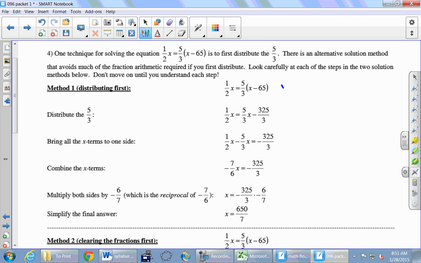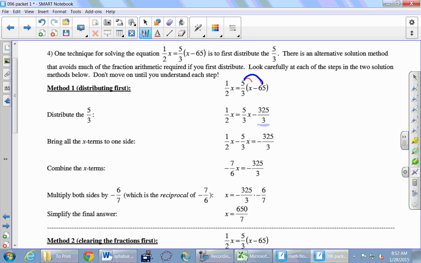So here's our starting equation at the top, and one thing that many of you I'm sure have seen before, is this idea of distributing multiplication when it's outside of an addition or a subtraction, right? And so you can distribute that 5/3, and we see the 5/3 x here. This 325/3, where did that come from?